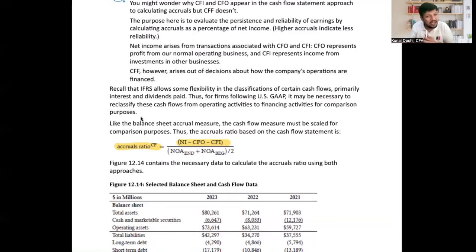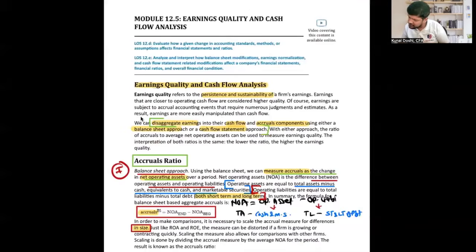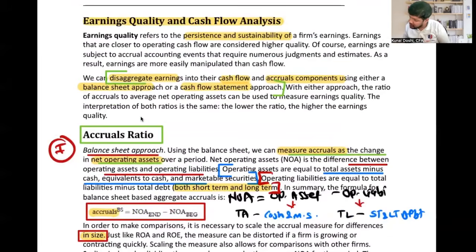If there is a growing this, yes. Do I want it to be higher or lower? Aggregate, yes. Accruals ratio. What does it measure? With either approach, the ratio can be used to measure the earnings quality. The lower the ratio, the higher is the earnings quality.